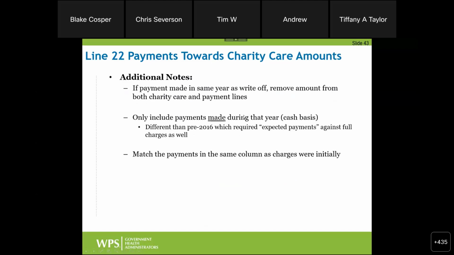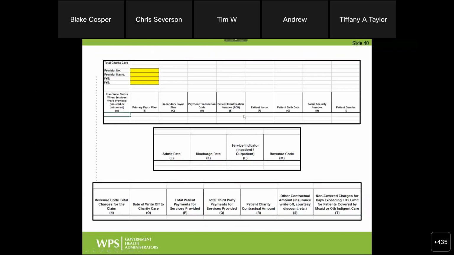Oh, I skipped over the template itself. Let's take a look at that first of all. Now, again, these templates are changing in 2022. So for this year, we need to know if it's uninsured or insured. We need to know who the payers are, primary and secondary. We need some sort of transaction code to identify, this is from your system.